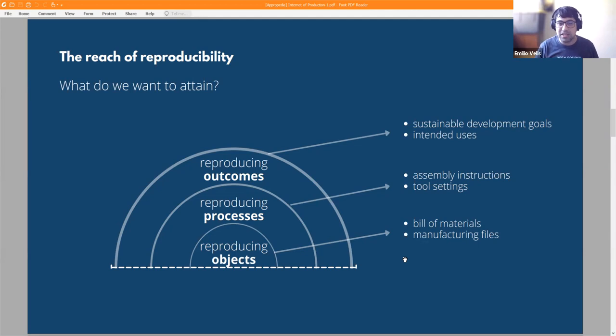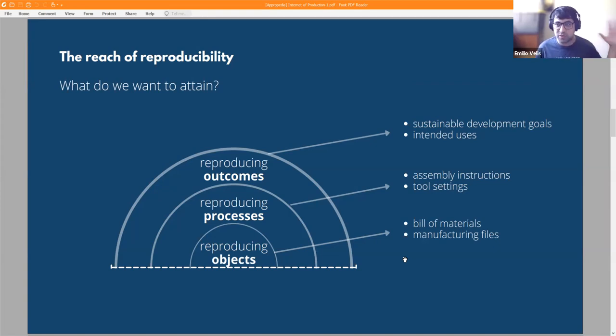Then the second one is about the processes, how we perform this. That means that we have to have a controlled environment to teach people the skills in order to build something. And then finally, the outcomes, which is something that for us on Appropedia, because of our mission, is a subject that really interests us. What are we building things for, and what are they going to be used for?